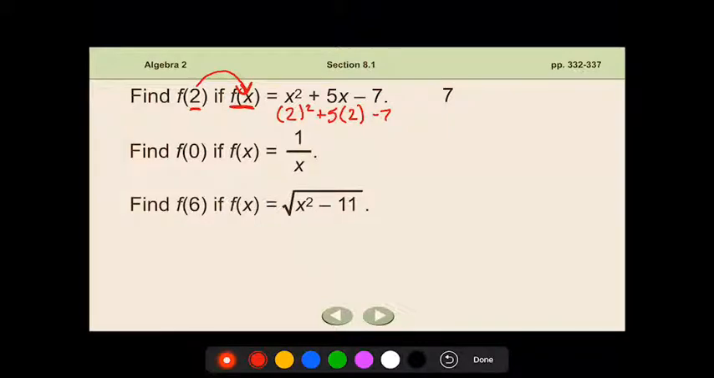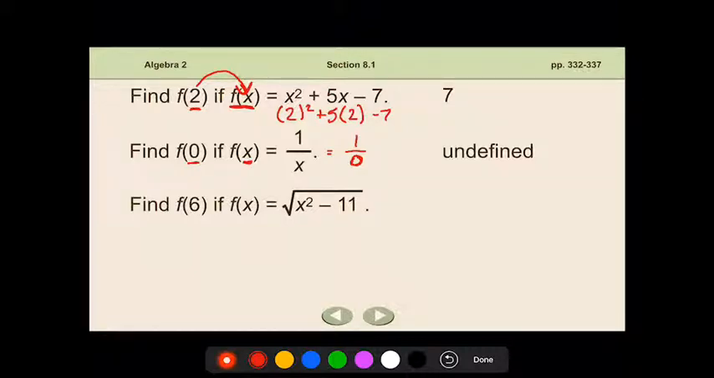Now look at the next example. This is kind of interesting. You have f of 0, so I'm plugging 0 in the place of x. That would literally give me 1 over 0. Well, probably you guys understand this. That's a problem because it violates one of our rules. We cannot divide by 0. So this is an example of a function that's undefined. It's impossible to solve for it.